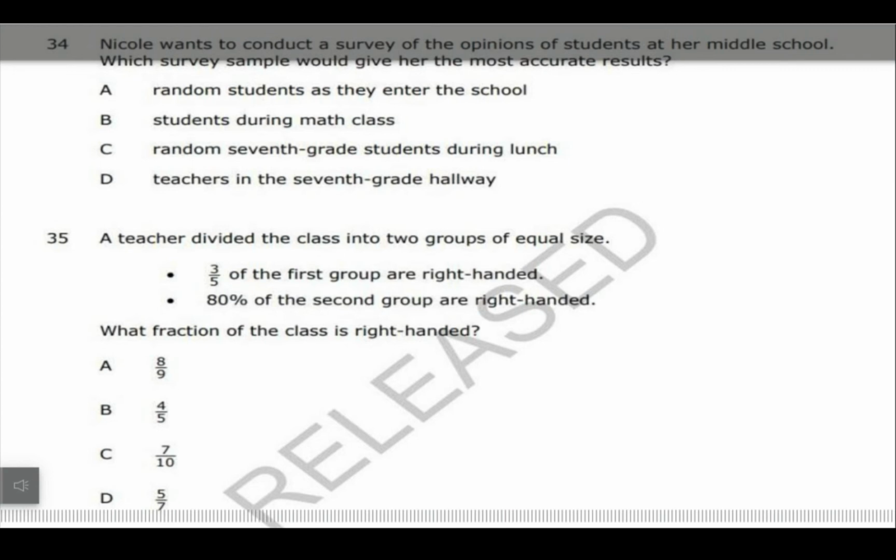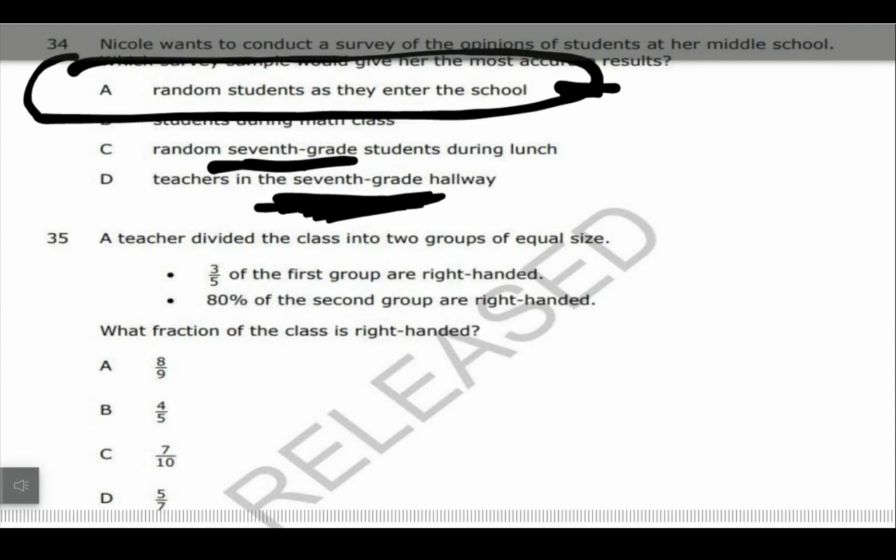Probably the best fit would be A, just because, again, we want it to be random. And then as people enter the school, it's going to be all different grade levels. If I'm looking at students in math class, that's probably just going to be one grade level, so we're not getting a good variety of students. If we're looking at C, that's only 7th grade students. So again, not a very good variety. And if we're looking at teachers in the 7th grade hallway, that's again 7th grade. It's only one specific grade level. So this is probably the best because it's random. And as people enter, there's going to be different people from different grades. So A would be the best survey for that.